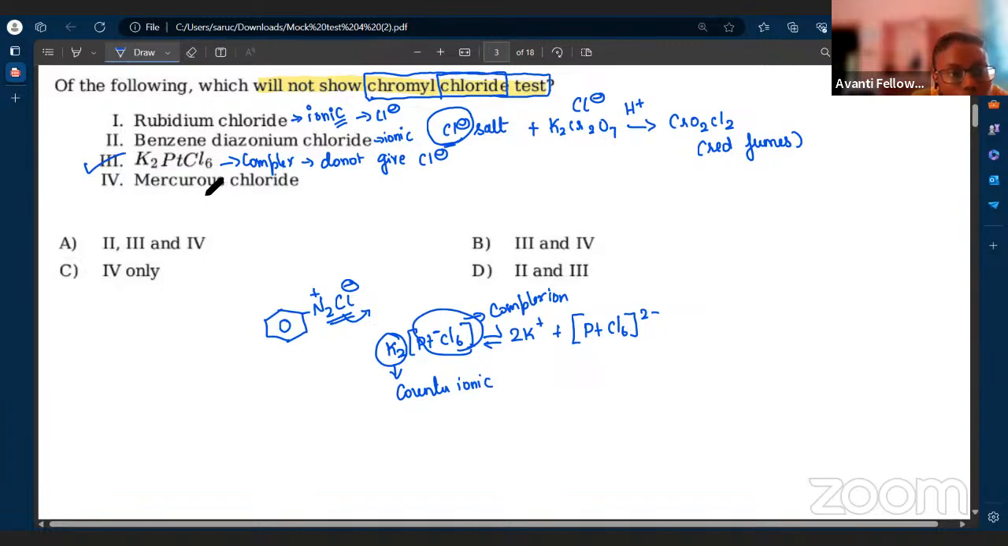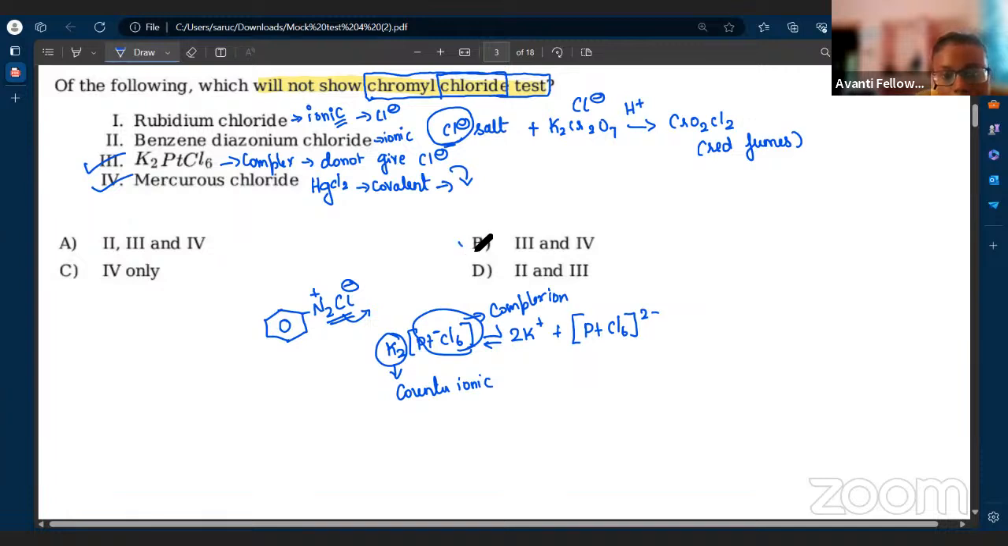And when you look into mercurous chloride, HgCl2, whether it is an ionic salt or a covalent salt? Mercurous chloride is covalent. So will it give Cl minus? The covalent bond is formed by mutual sharing of electrons, so it will not give. So options 3 and 4 will not give Cl minus ion.